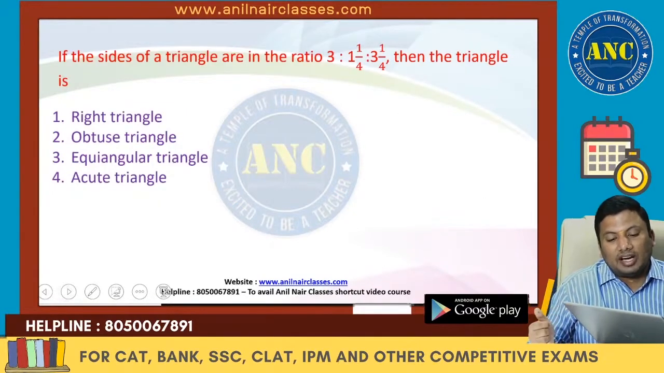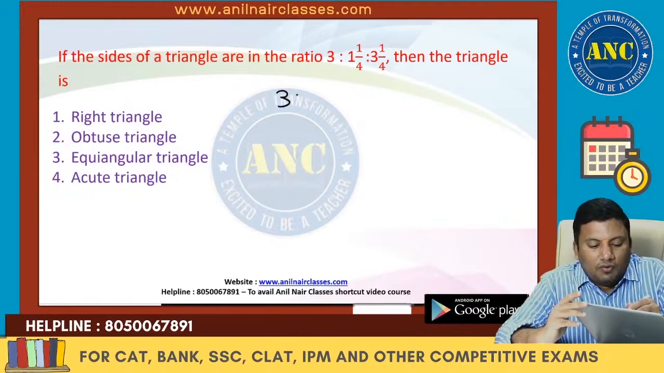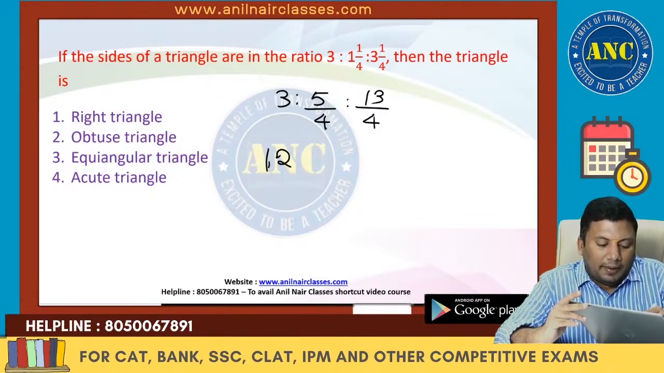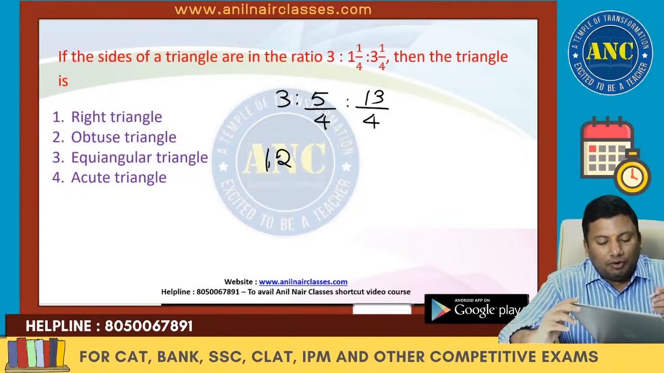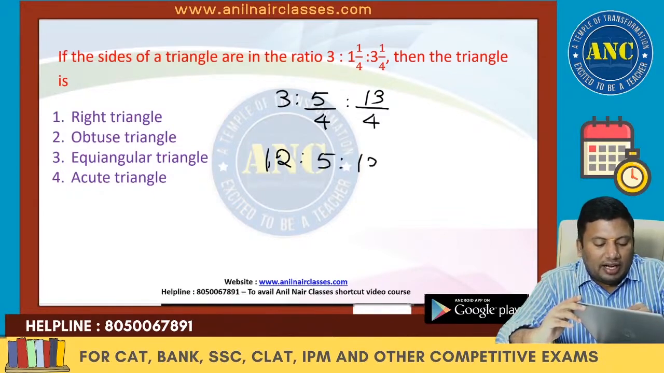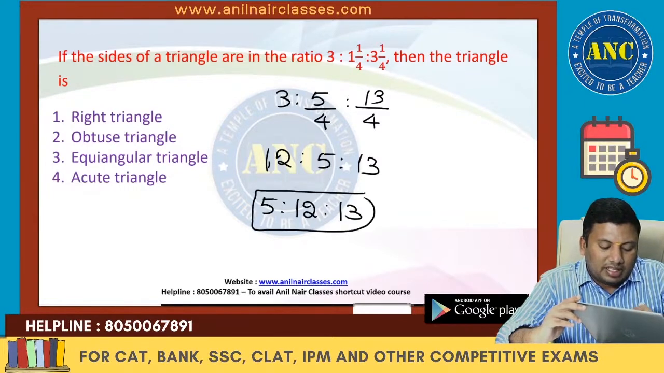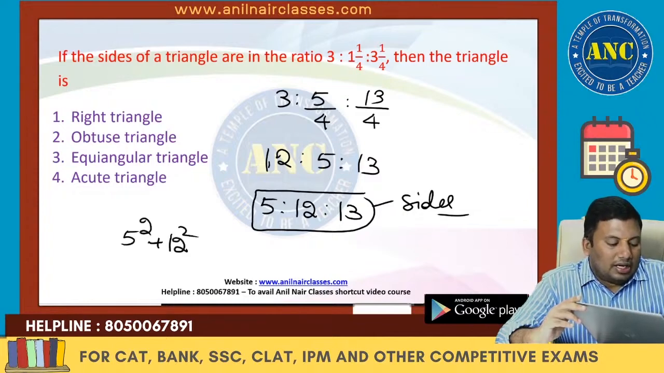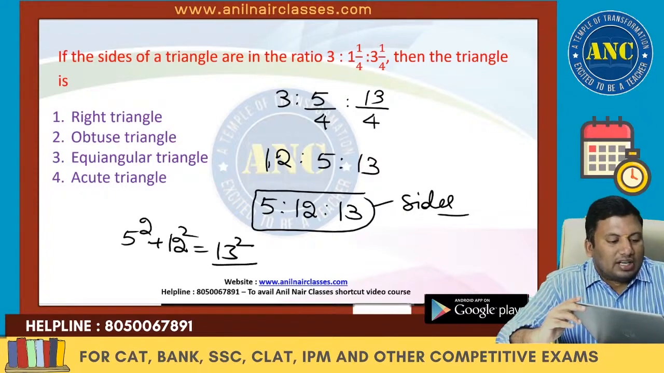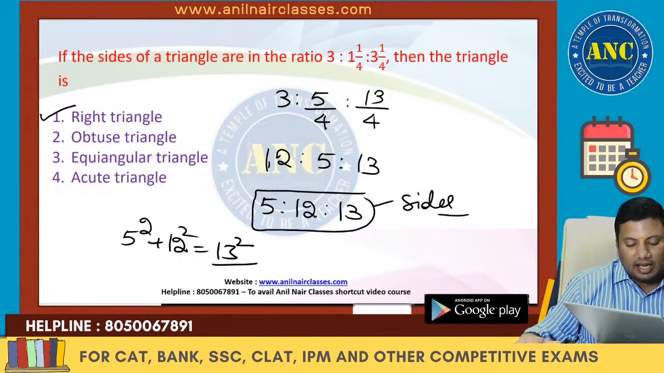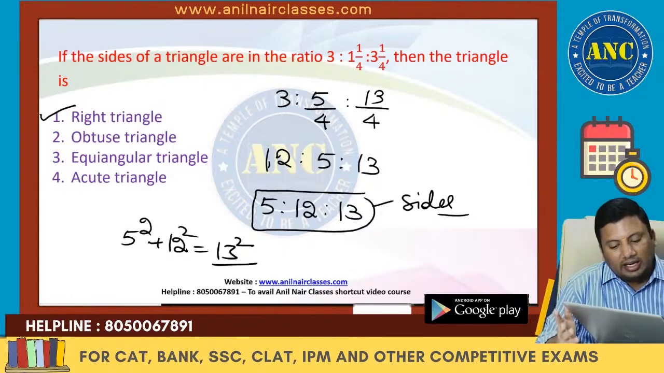If the sides of a triangle are in the ratio 3 is to 1 by 4, that is 5 by 4 and 3, 1 by 4 is 13 by 4. Multiply by 4, it is 12, 5 and 13. So 5 is to 12 is to 13. These are the sides of a triangle, and they form a Pythagorean triplet. 5 square plus 12 square is 13 square. So it is a right angled triangle. I hope it is clear.